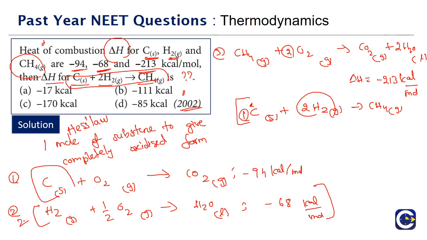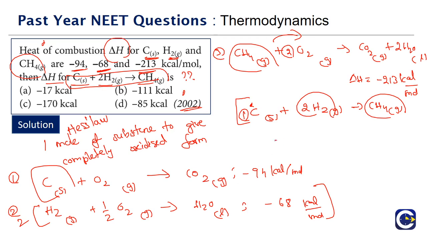And we have CH4 in the product. CH4 is coming only in one equation, which is the third equation, but the third equation has it on the reactant side, which means we must reverse it. If you make these changes and add them, then we are going to get the overall equation.